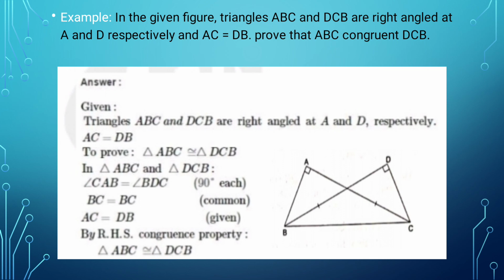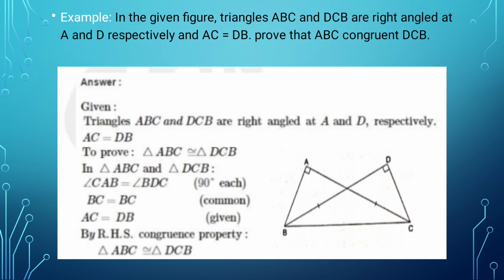We have to prove triangle ABC congruent to triangle DCB. In triangles ABC and DCB, angle CAB equal to angle BDC, that is 90 degrees each. BC equal to BC, which is common. And the given is AC equal to DB.